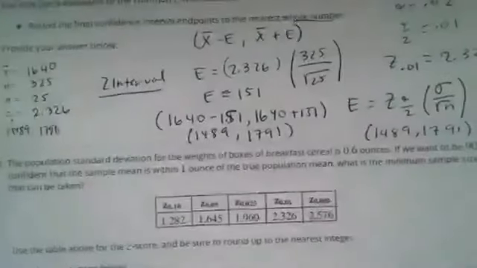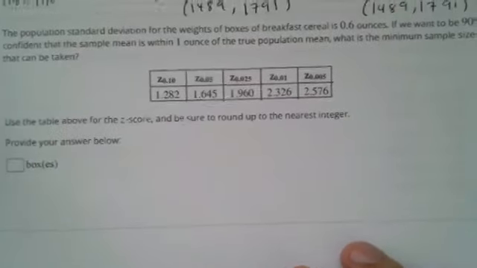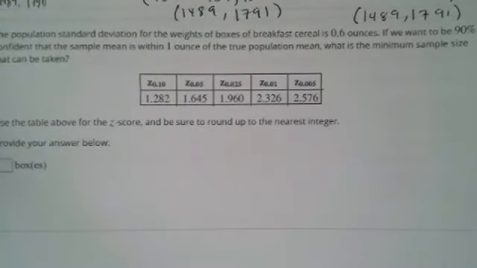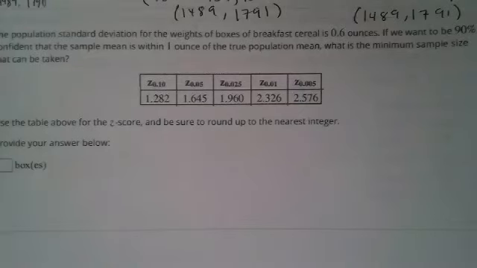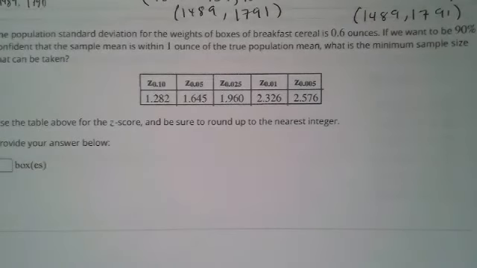Okay. All right. Okay. So here we have population standard deviation for the weights of boxes of breakfast cereal is 0.6 ounces. If we want to be 90% confident that the sample mean is within 1 ounce of the true population mean, what is the minimum sample size that can be taken?